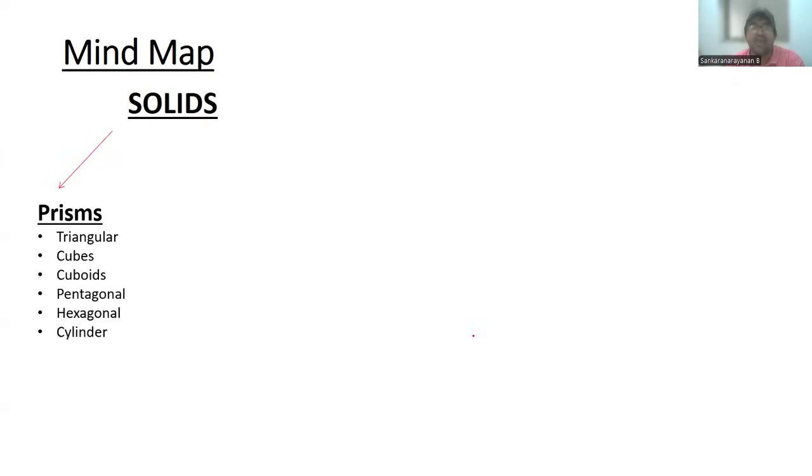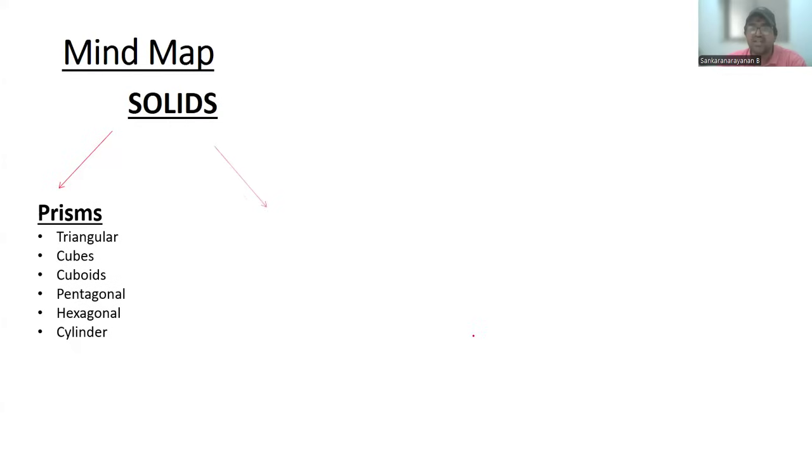Then we will talk about pentagonal prism, hexagonal prism. Like that, as the number of sides increases, eventually we will get a circular prism, I would say, with inverted commas. It's not a circular prism, we call it the cylinder, right? So all those solids I categorize under prisms.